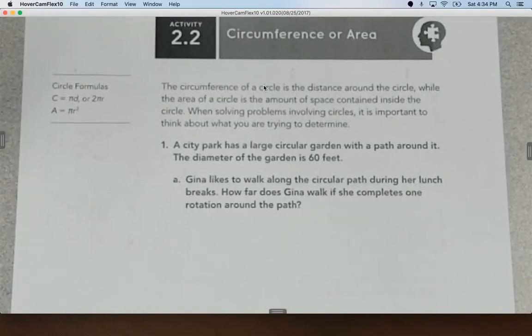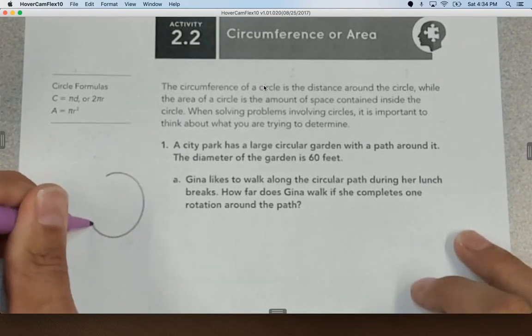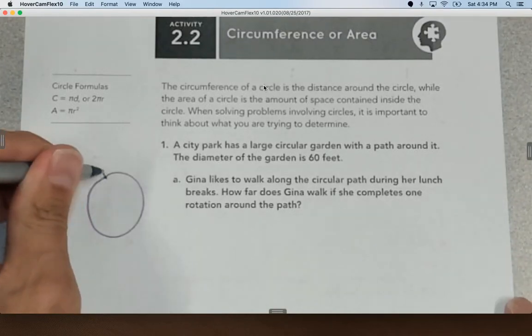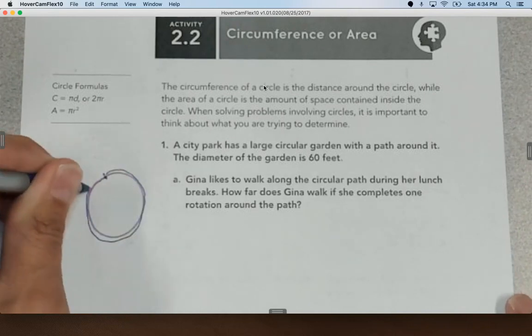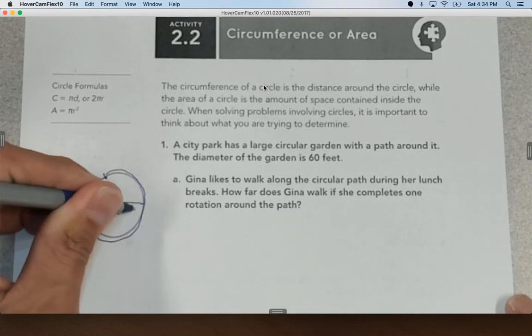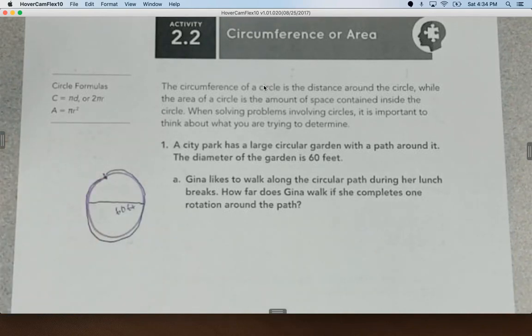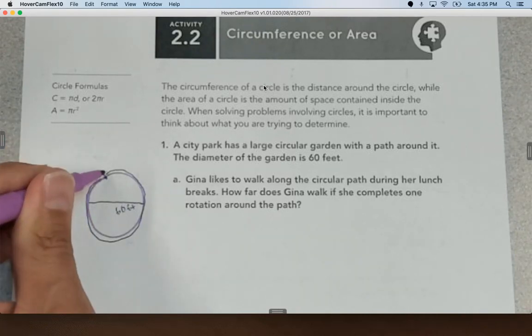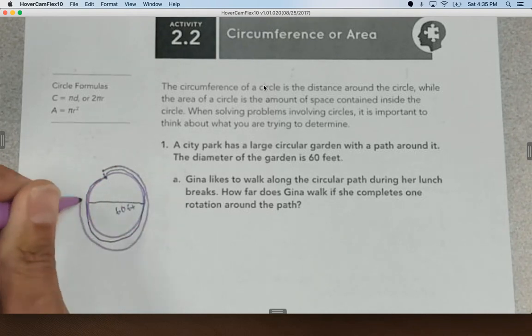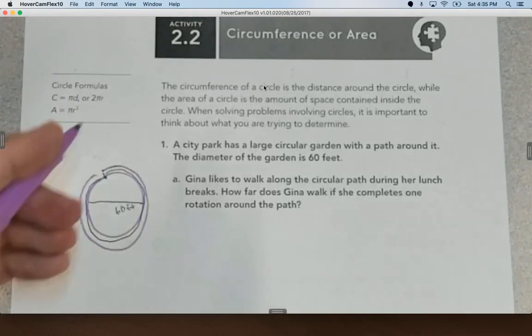1. A city park has a large circular garden with a path around it. The diameter of the garden is 60 feet. Gina likes to walk along the circular path during her lunch breaks. How far does Gina walk if she completes one rotation around the path? And so she's not covering everything inside of it, she's going around, so that's perimeter.